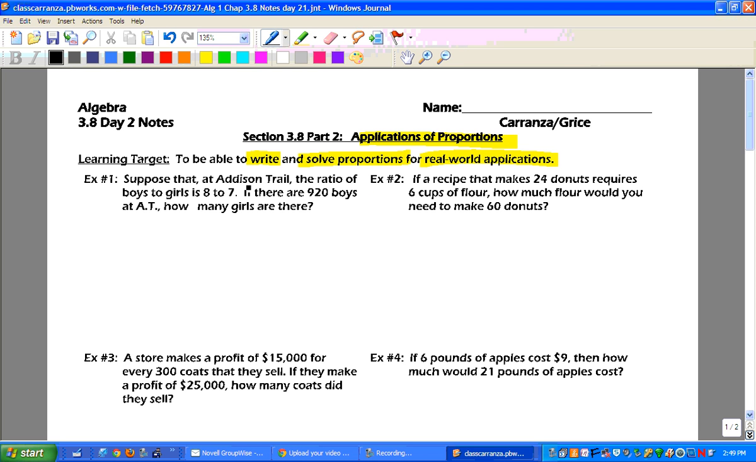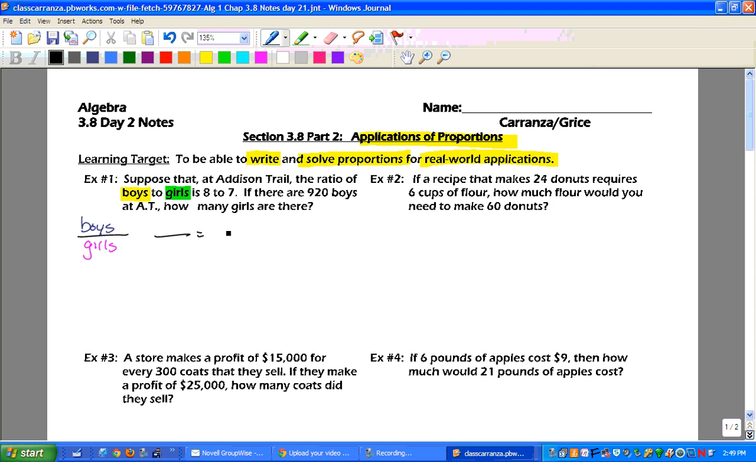It says, suppose that at Addison Trail, the ratio of boys to girls is 8 to 7. If there are 920 boys at AT, how many girls are there? So, key thing to have right now is a highlighter of 2 different colors so we can keep everything organized. So we know that we have boys and then there are the girls.